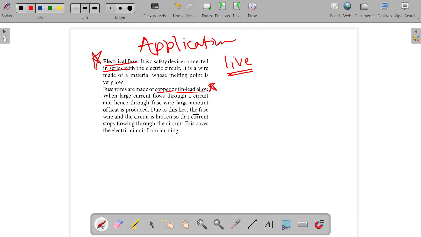As per Joule's law of heating, the heat produced is directly proportional to the square of the current, the resistance of that conductor or the fuse, and the time for which it passes. So here, due to this heat, when high current passes, the fuse wire gets melted down and the circuit is broken, so that it stops any further damage, or it avoids the burning of the electric circuit as well.